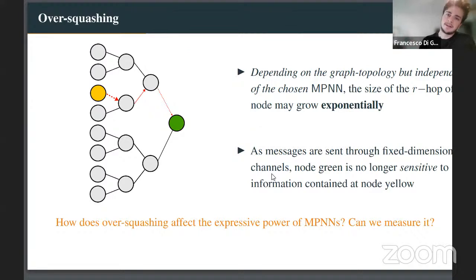So this failure has to do with the expressive power of our model. But what we argue in the paper is that the traditional approach might not be the best one to understand what is causing this failure. So this is why we want to propose a new way of studying expressivity that can ultimately also explain why oversquashing is a problem for expressivity and how this is happening.